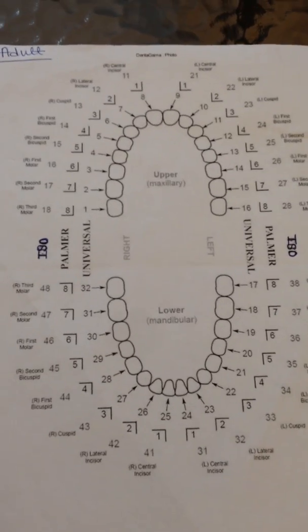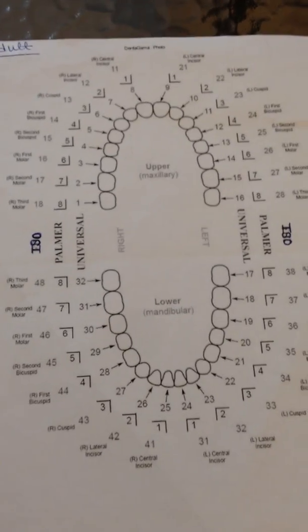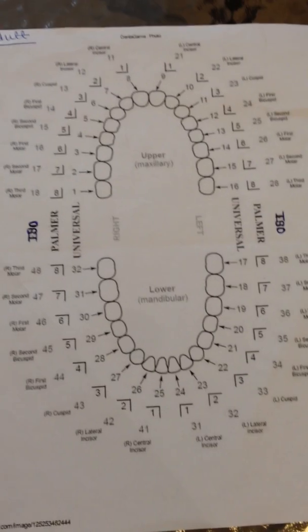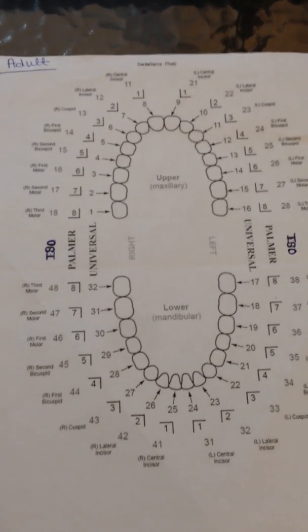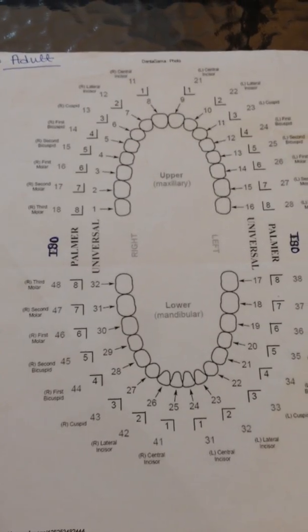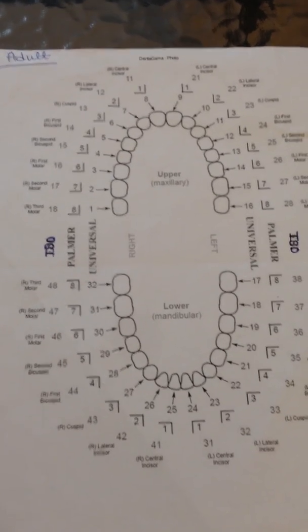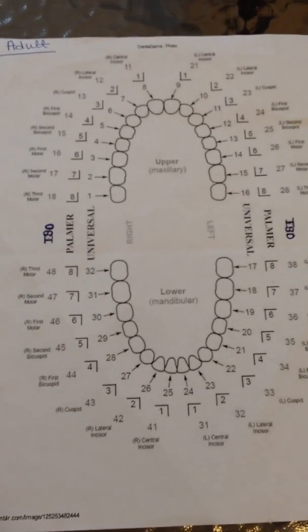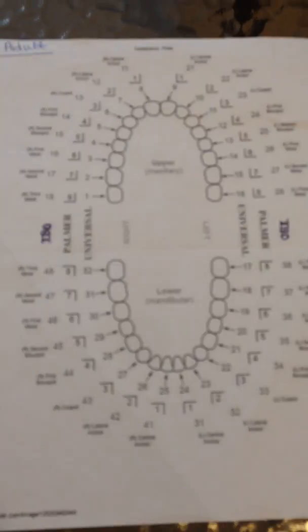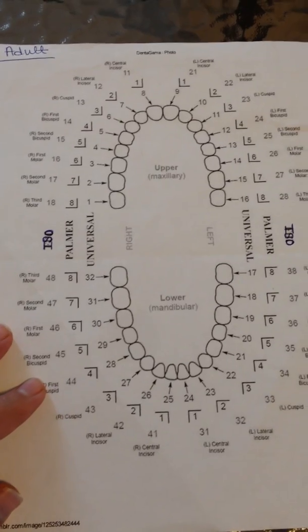And then a little bit later, we'll talk about children's teeth. So the picture you see here is of adult teeth. Adult teeth has 32. As you can see, there are all these numbers on the chart for adult teeth.